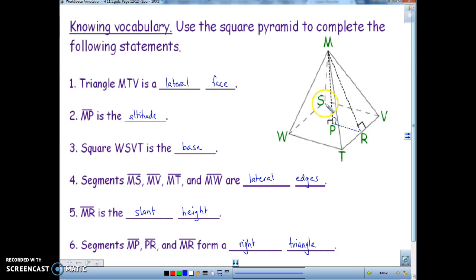WSVT is the base. Segments MS, MV, MW, and MT are all along the sides, and so those are our lateral edges. MR is called the slant height because it's the height of that face.